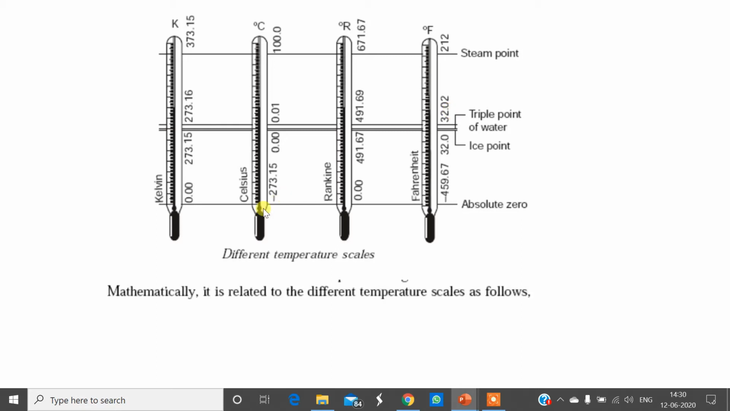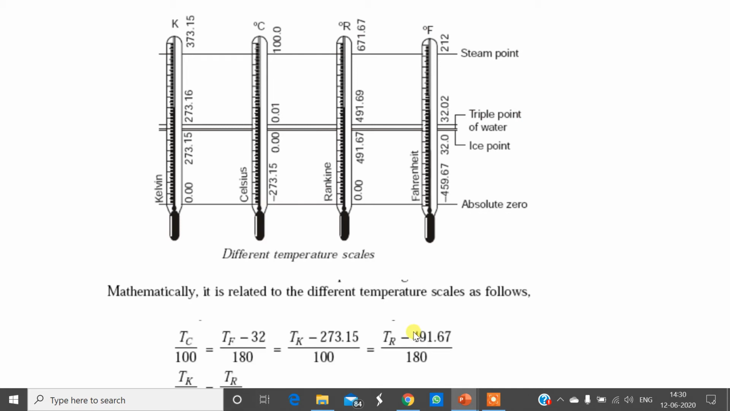So mathematically it is related to the different temperature scales as follows. Now look at here, TC is the temperature in degree Celsius divided by 100. Why is it divided by 100? Because temperature scale is divided into 100 parts. Now TF minus 32 upon 180. Why here it is 180? TF is the temperature in Fahrenheit. Fahrenheit scale is divided into 180 parts. Therefore, it is divided by 180.